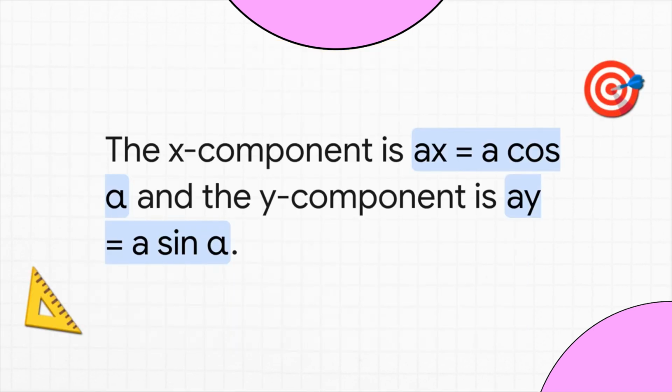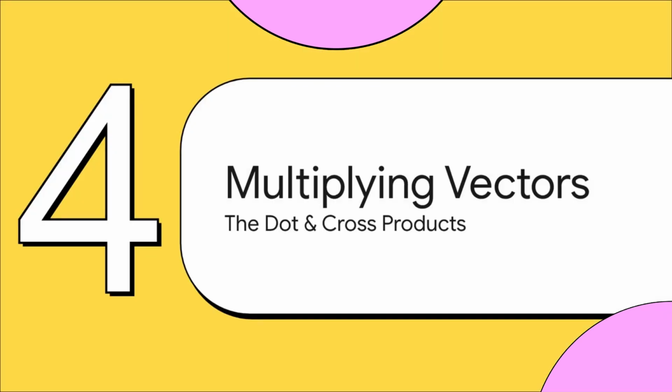So how big are these shadows? Well, we find their size with a tiny bit of high school trig. Here, A is the length of your original vector, and alpha is the angle that vector makes with the positive x-axis. Use cosine to find the adjacent side, which is the x component, and use sine to find the opposite side, the y component. All right, time to level up.